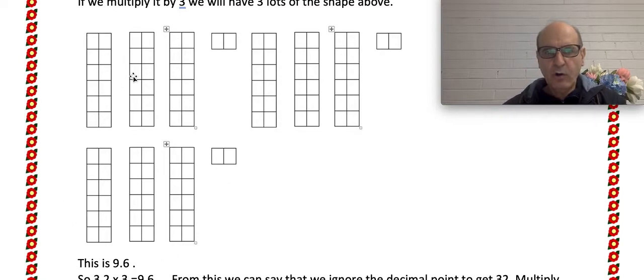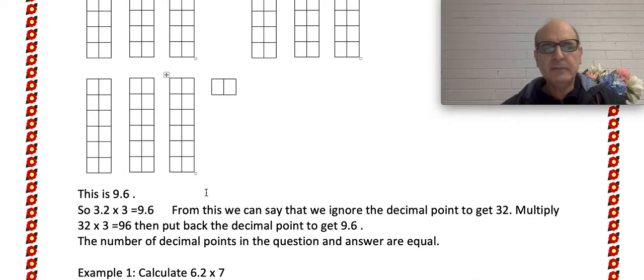So as a whole, now here I have 9 and 6 tenths. 9.6. That is the whole amount of the number we have here. So that means 3.2 times 3 is 9.6. That's what it showed us. 3.2 times 3 is 9.6.